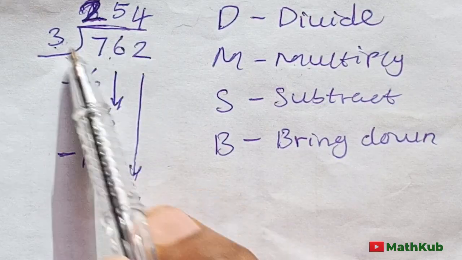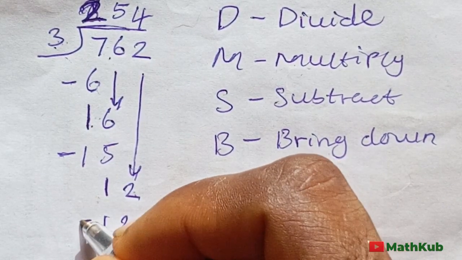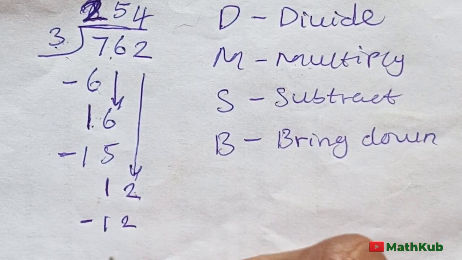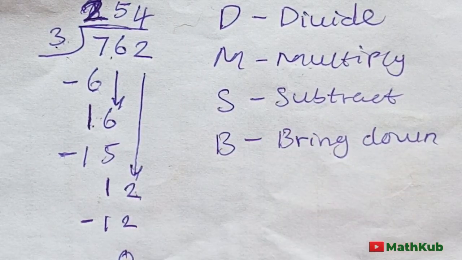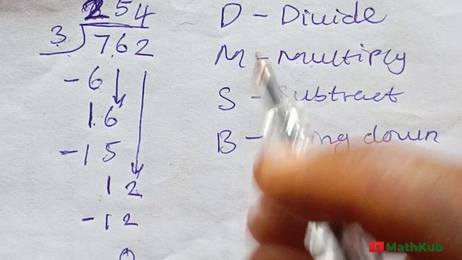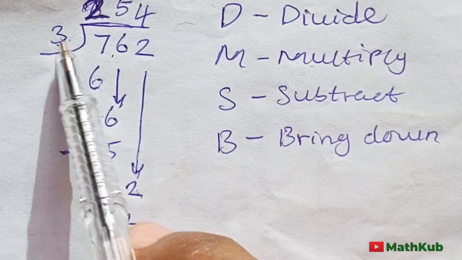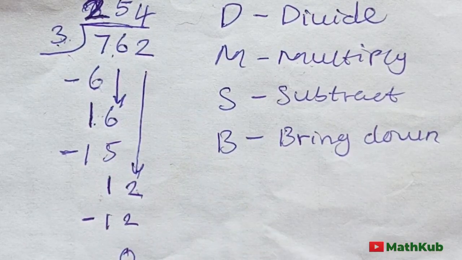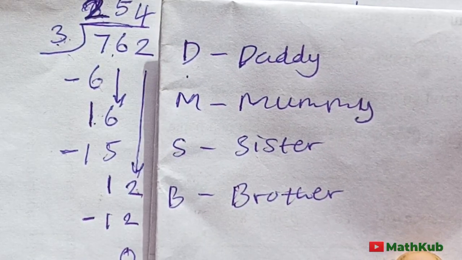You multiply. 4 times 3 is 12. You subtract. 12 minus 12 is 0. So there is nothing to bring down. So this is the answer. 762 divided by 3 is 254. That is the answer. Don't forget your formula: daddy, mommy, sister, brother.